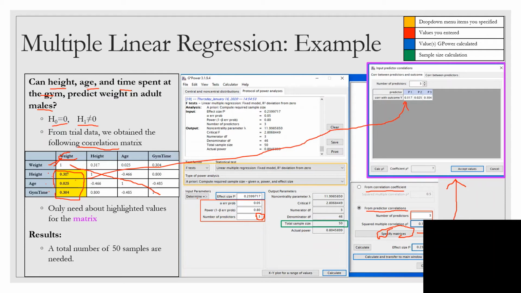So from here, those will come up here. And then there's 3 predictors. And then we'll accept values. And that will let us calculate and then get an effect size of 0.23, which gives us a total number of 50 samples needed.